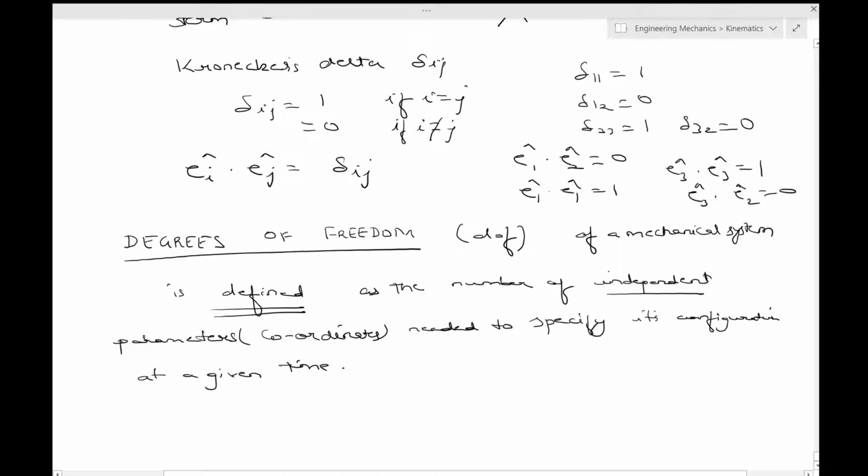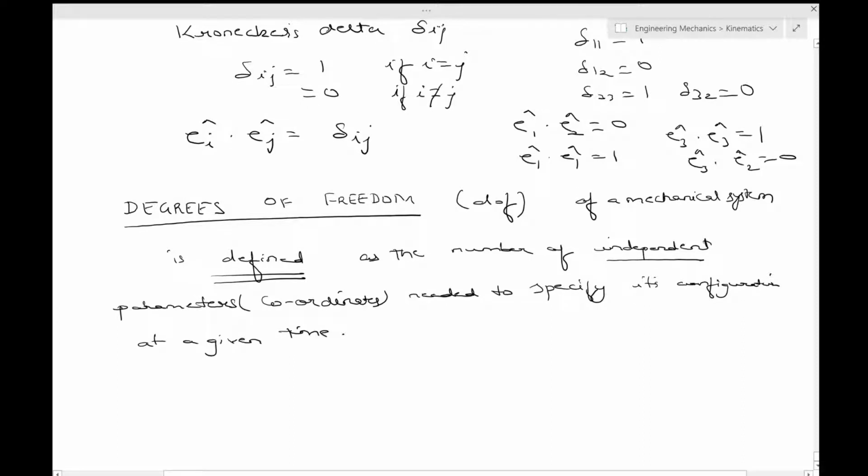So you can consider a case in which you have the degree of freedom of a point moving in 3D space. This will be 3 because it can be specified by these 3 coordinates x, y, z or x1, x2, x3.